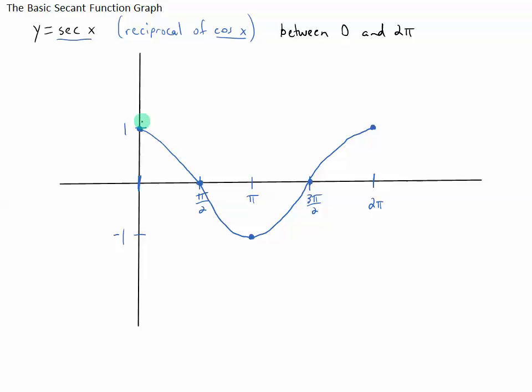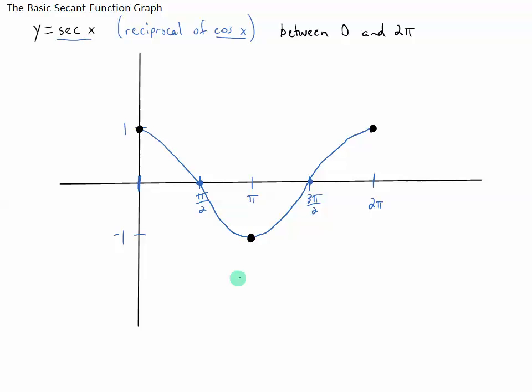So for example, at this point, the y value is 1. Secant's y value will be the reciprocal of 1, which is also 1. So it stays right there. Okay? So that's the same thing over here at this point. I'm going to graph secant in black. Now, down here, cosine is -1. The reciprocal of -1 is -1, so secant's also going to hit that point.